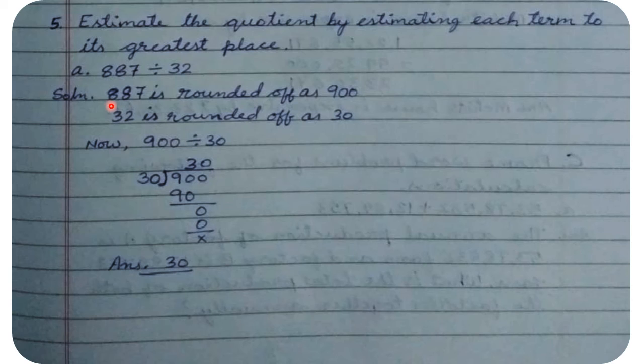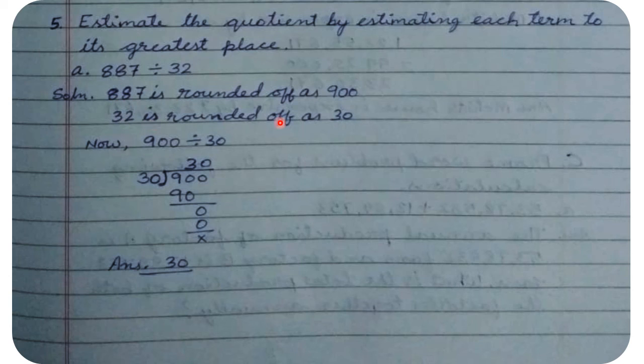Now 887 is rounded off as 900. Why 900? Because when you are rounding off to the 100 place, then you will see the tens place is 5 or more than 5, then add 1 here, so 900.